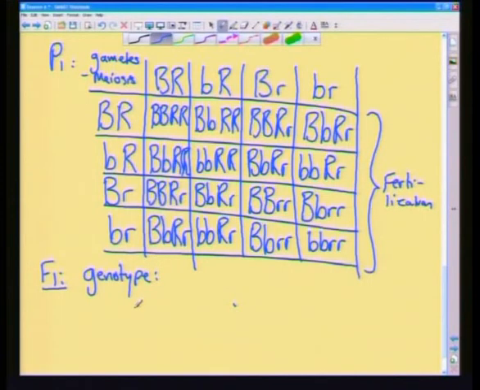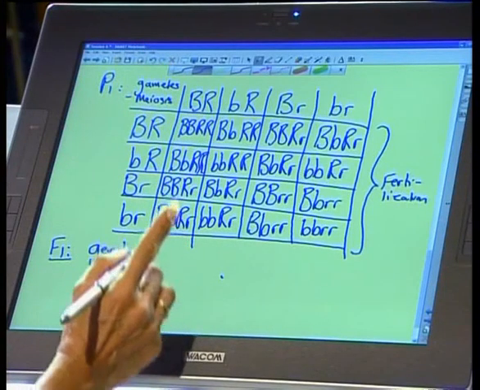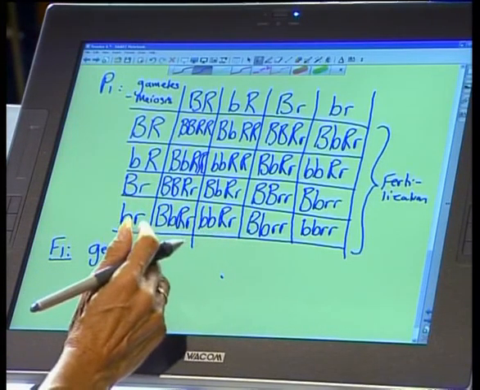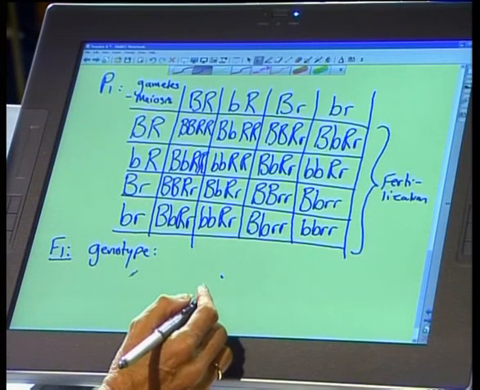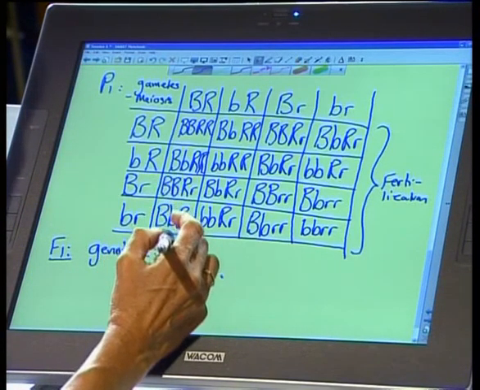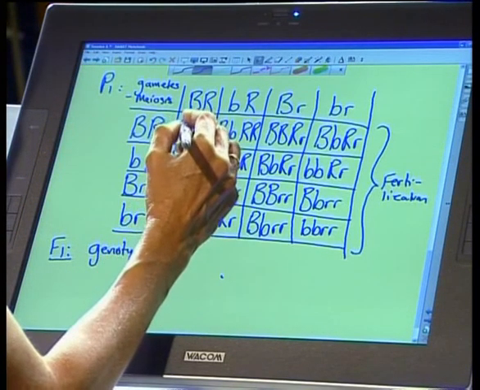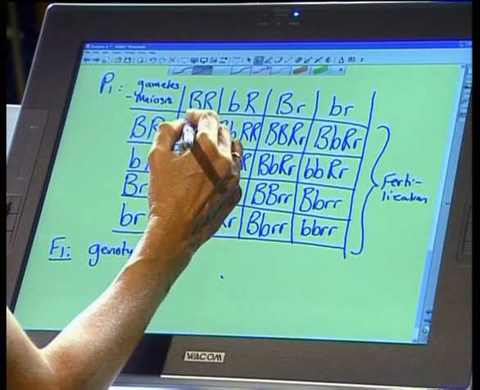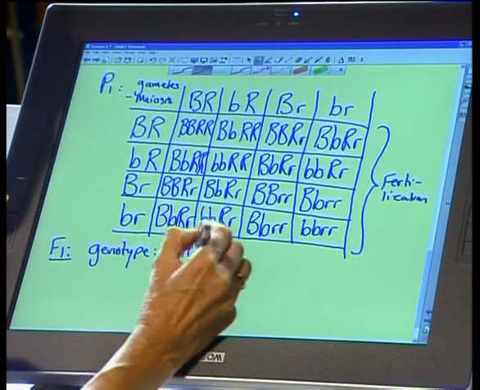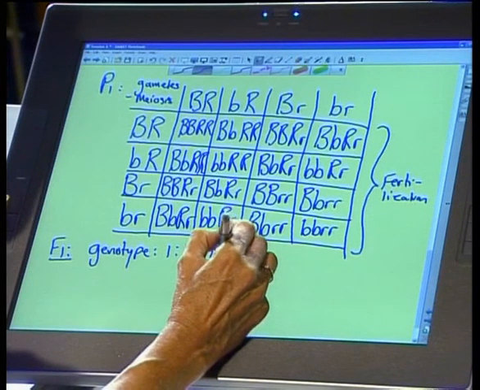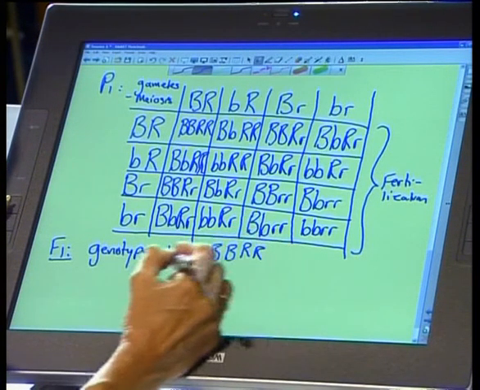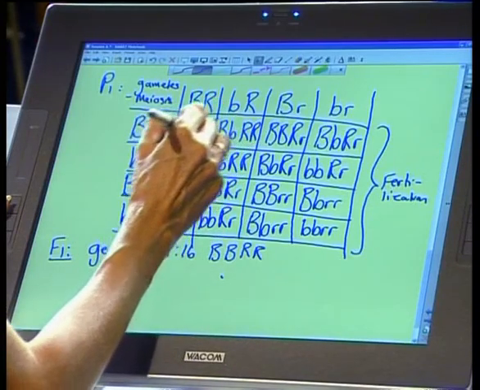So genotypically, what do we have? Now remember, with your genotype, you have to write down what your combinations are, okay? And we're going to say, genotype, the ratios. I'm going to have here capital B, capital B, capital R, capital R. So I have 1 in 16 will be capital B, capital B, capital R, capital R. Okay, then cross it out.